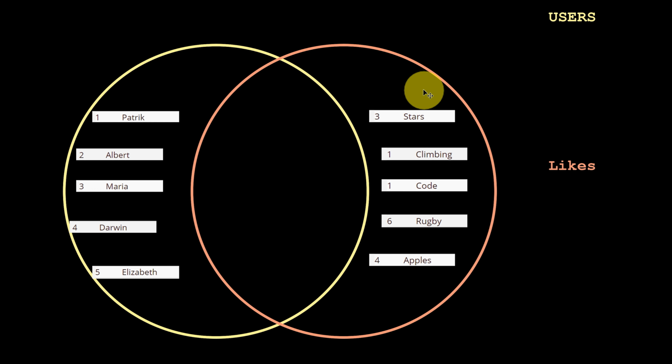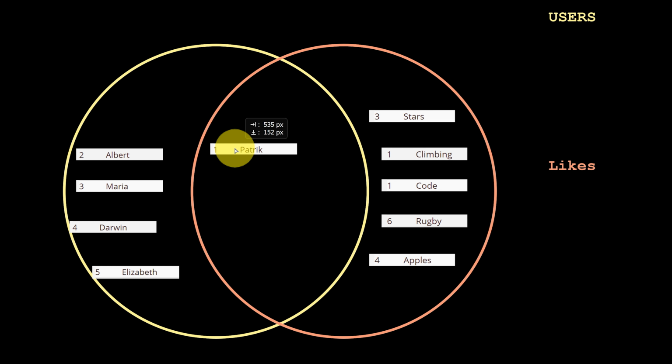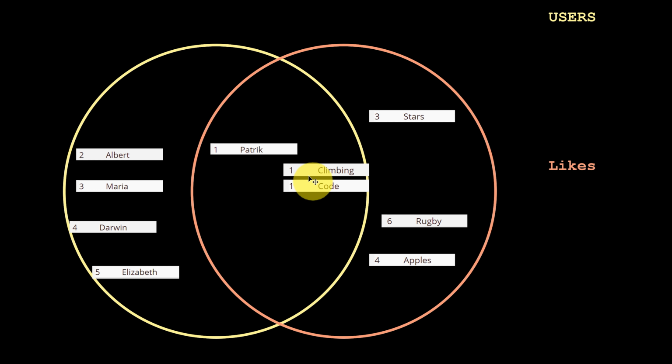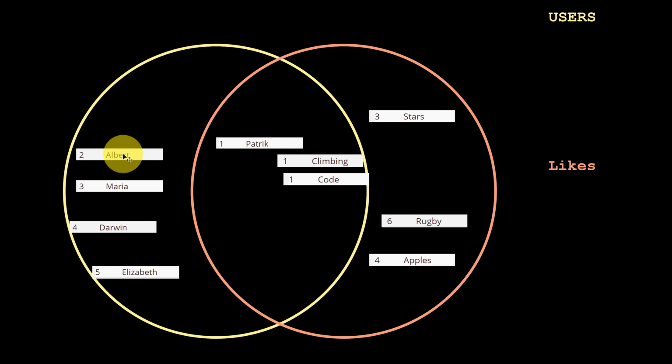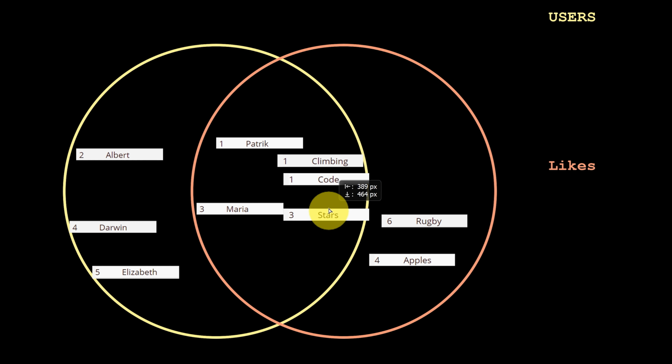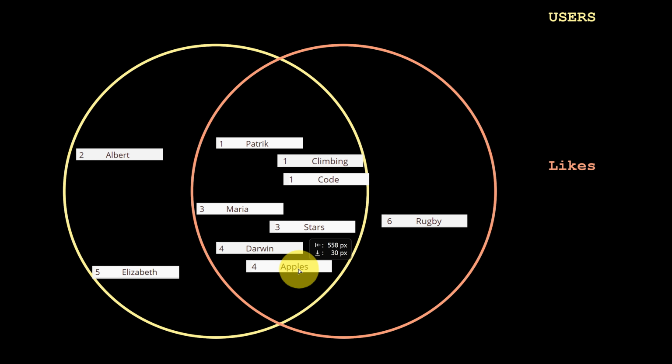Okay, so this is essentially the right table, and this is essentially the left table, and we are going to perform a join. So first of all, what is in the intersection? Well, in the intersection are rows that have the same ID. For example, Patrick likes climbing and coding, right? So they belong here. Okay, we'll just put him like this. And then Albert stays here because it does not have an intersection with likes. Maria, on the other hand, likes stars. Perfect. So I'll put you here. And then who else? All right, Darwin likes apples. Great. So as you can see, Albert and Elizabeth are left out, and rugby is also left out.